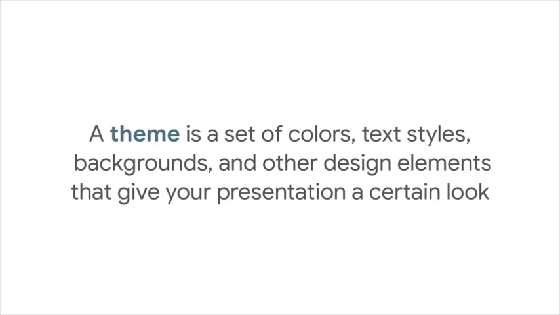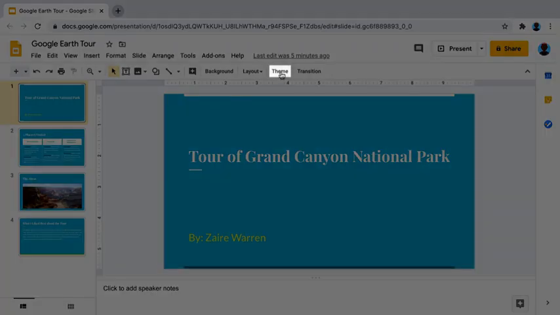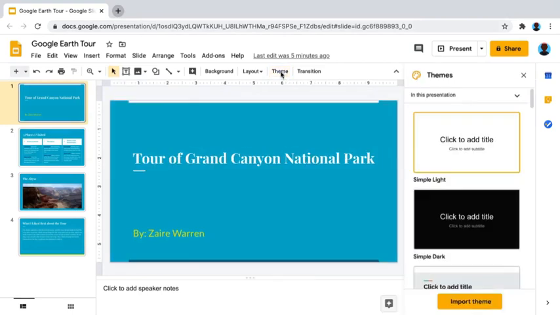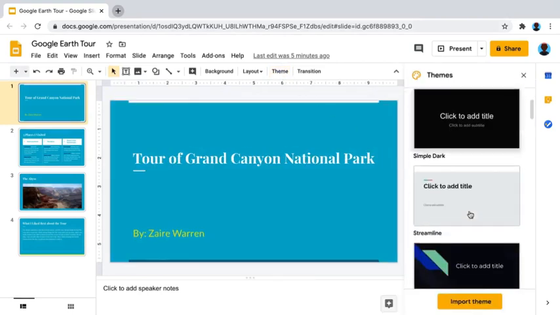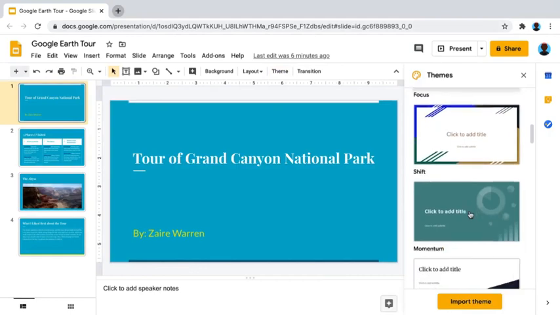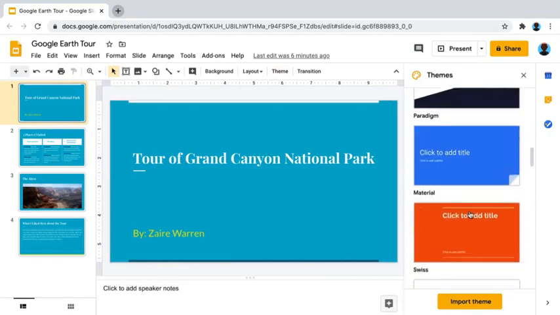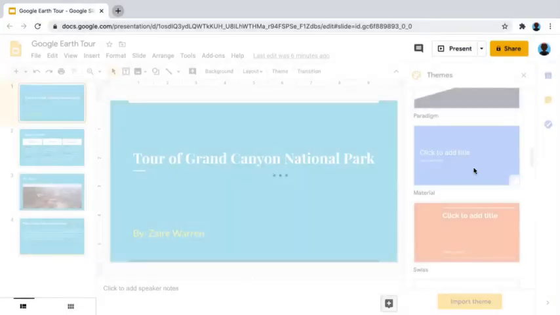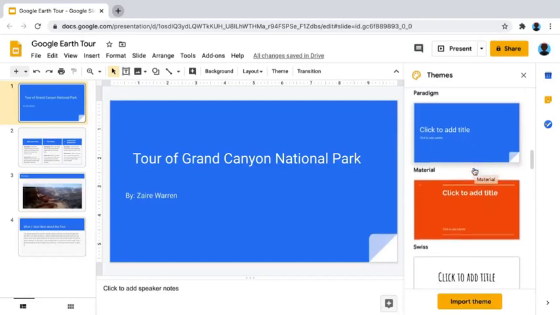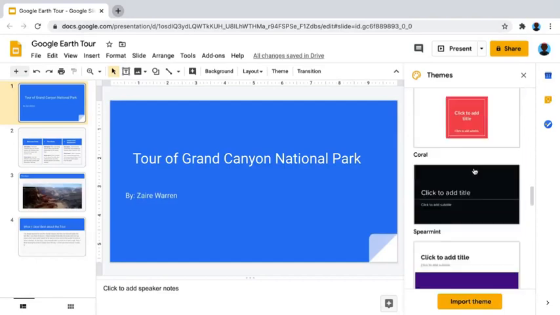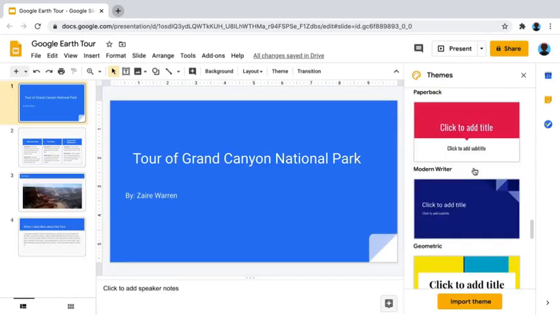A theme is a set of colors, textures, backgrounds, and other design elements that give your presentation a certain look. Choose a theme that makes you think of your place or topic. For example, a presentation about nature might use colors like greens, blues, and browns, while one about a city could use a more modern look with geometric shapes.